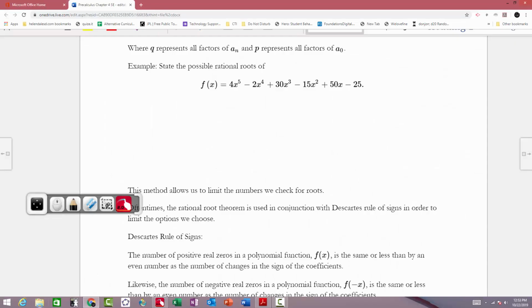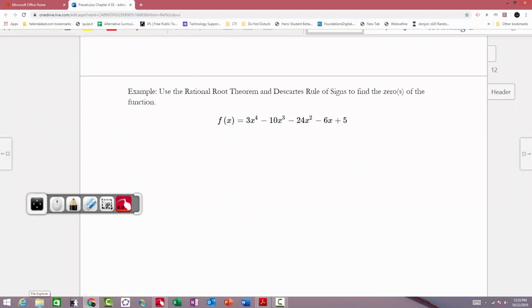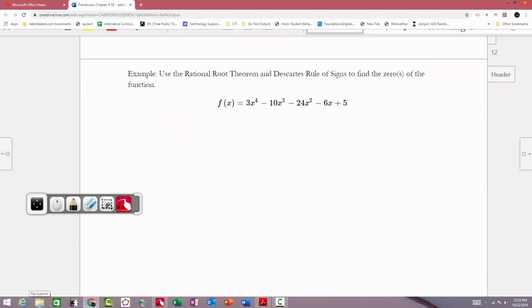So for our example, we're going to combine the rational root theorem and Descartes' rule of signs to find the zeros of this function.